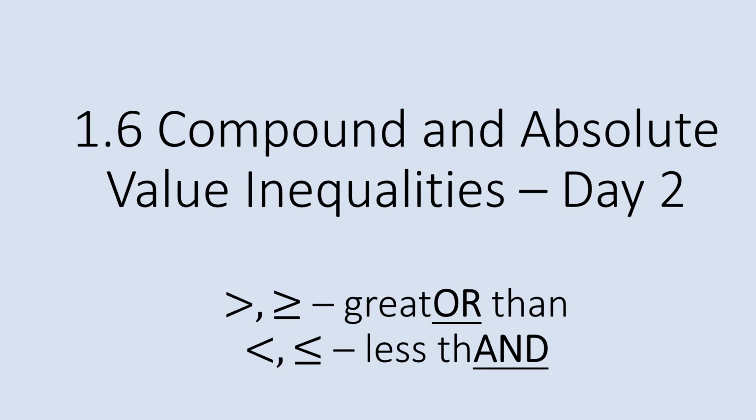In day 2 of the 1.6 notes, we're going to take the and/or inequalities that we did previously, and we're going to combine it with the absolute value equations, which we covered in section 1.5. So the first thing to go over is, at any time we see one of these two signs, a greater than or equal to sign, think "great-or than," with the main focus being on "or." When we see a less than or equal to sign, think "less thans," with a focus being on "and."